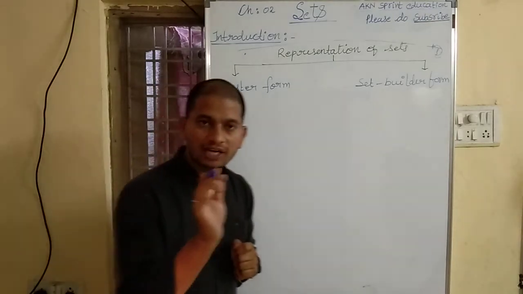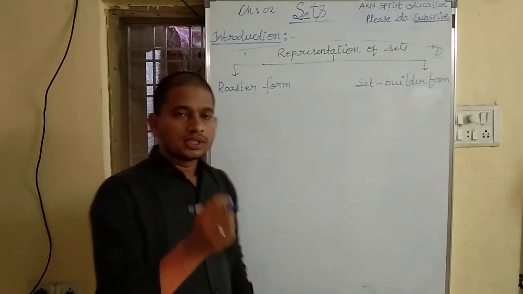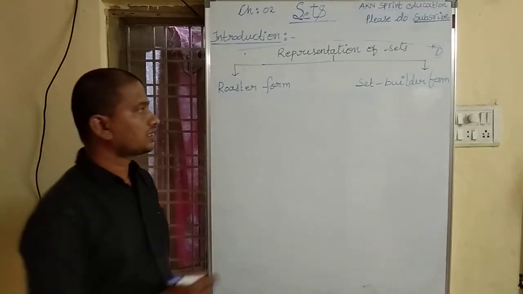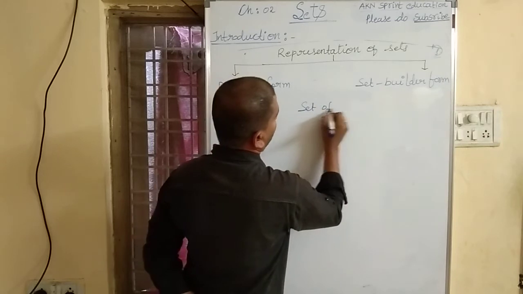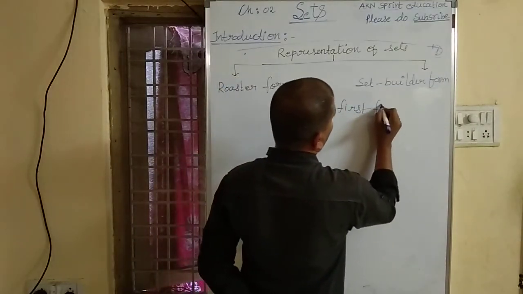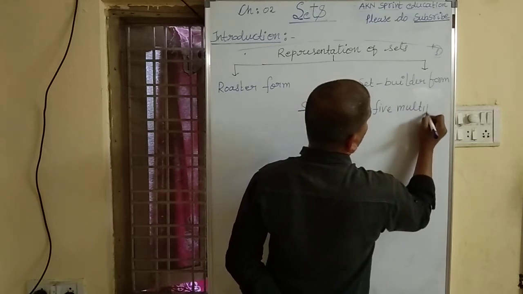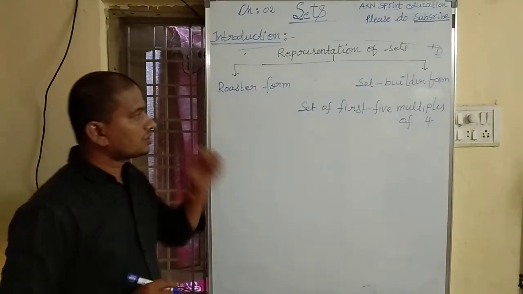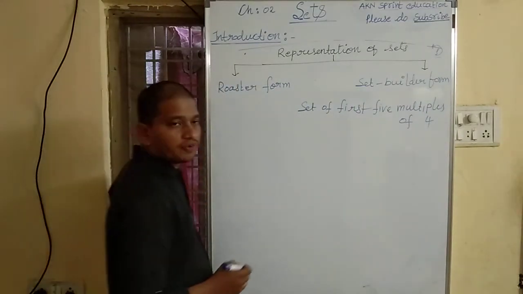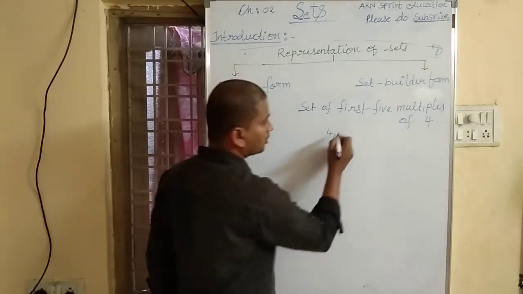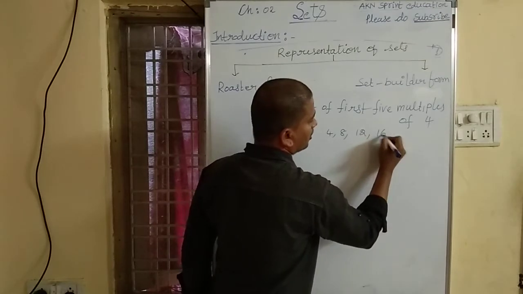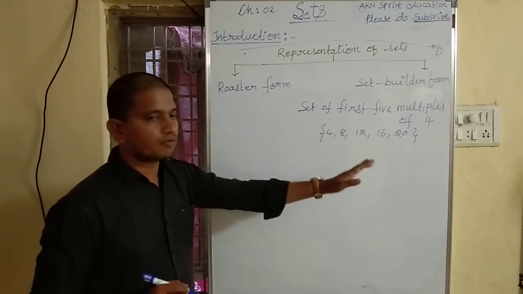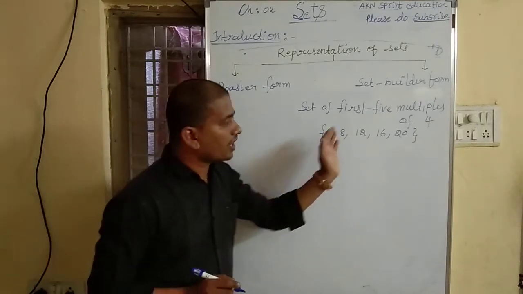Suppose let me say one example. Set of first 5 multiples of 4. Actually, what are the first 5 multiples of 4? 4, 8, 12, 16 and 20. These are the first 5 multiples of 4.